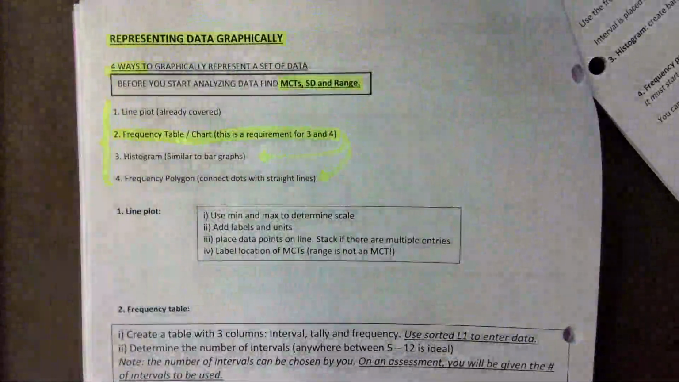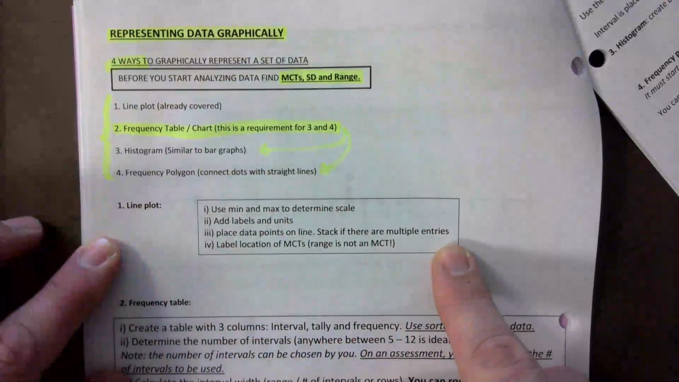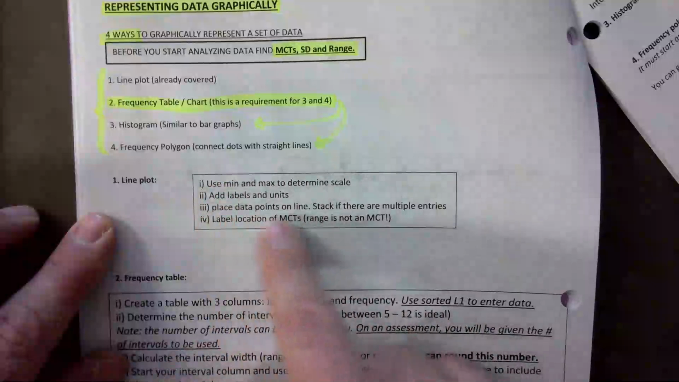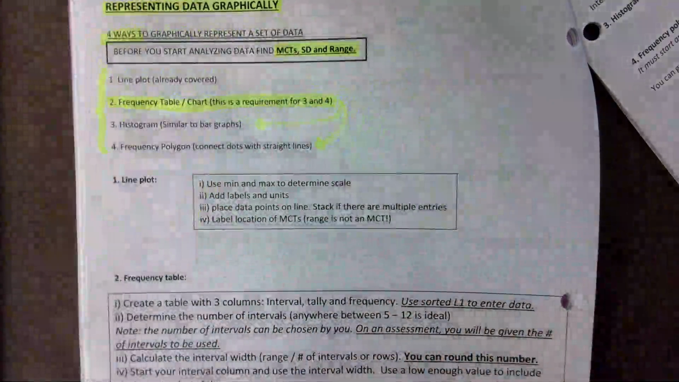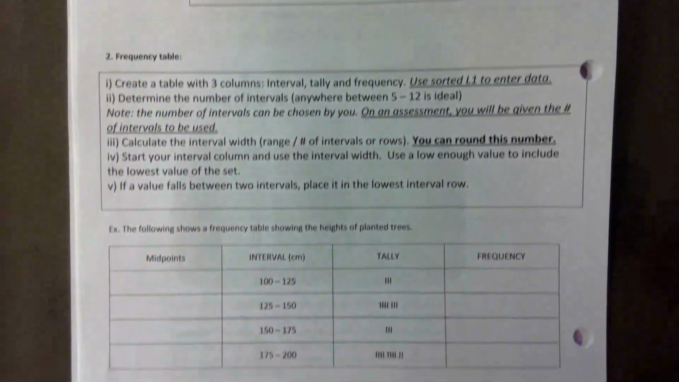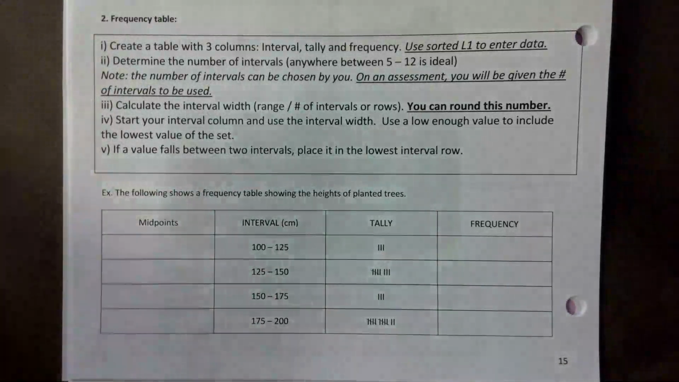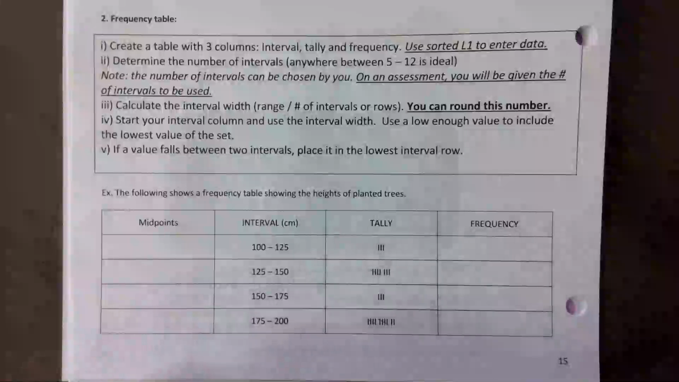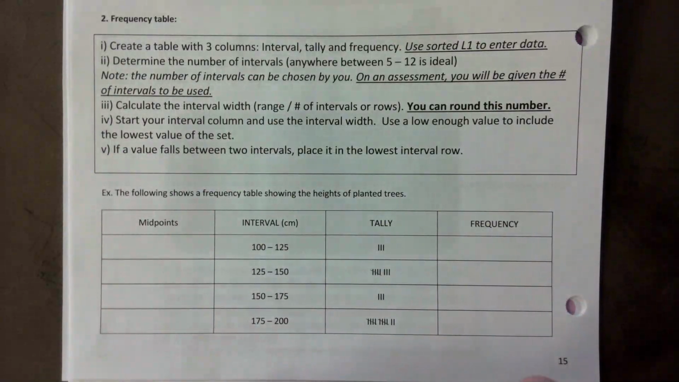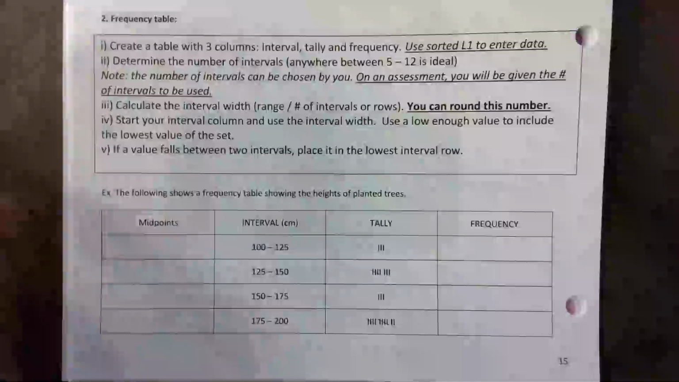There's a review on line plots. We've already done that. This is just another quick way of doing it. And here's a frequency table. It's going to be a bit confusing at first, but later it's going to make more sense. I'll guide you quite a bit when it comes to frequency tables. So here we go.